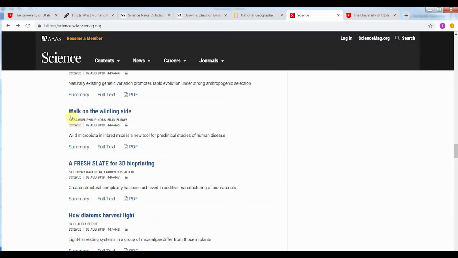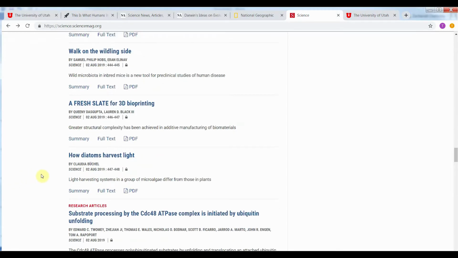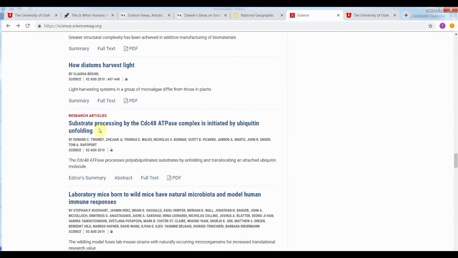Walk on the Wildling Side. Now, that is almost certainly a news story. I have not read it, but just judging by the title, they're just trying to catch your attention, and it, again, is the same sort of thing that we might see in National Geographic. Compare that with this. Substrate processing by CDC4A ATPase complex is initiated by ubiquitin unfolding. That is a peer-reviewed article through and through.